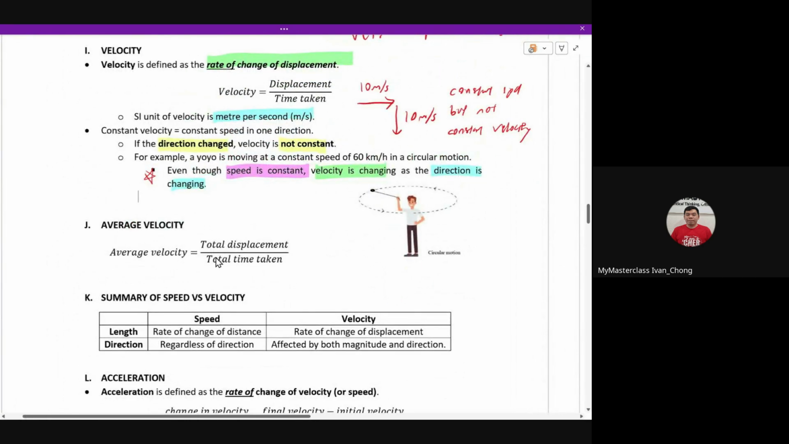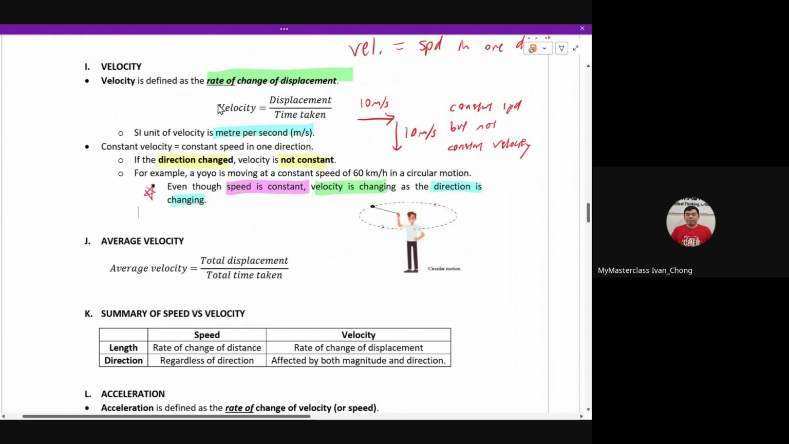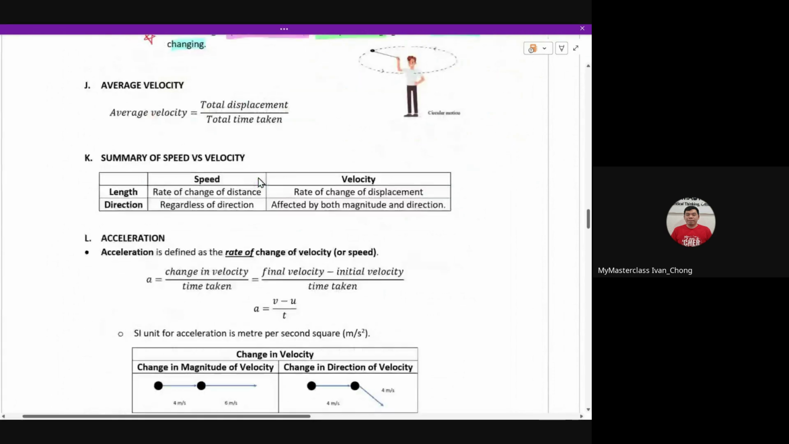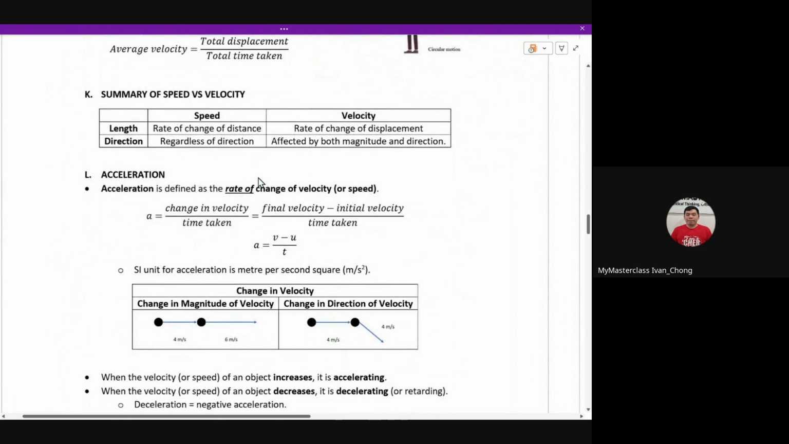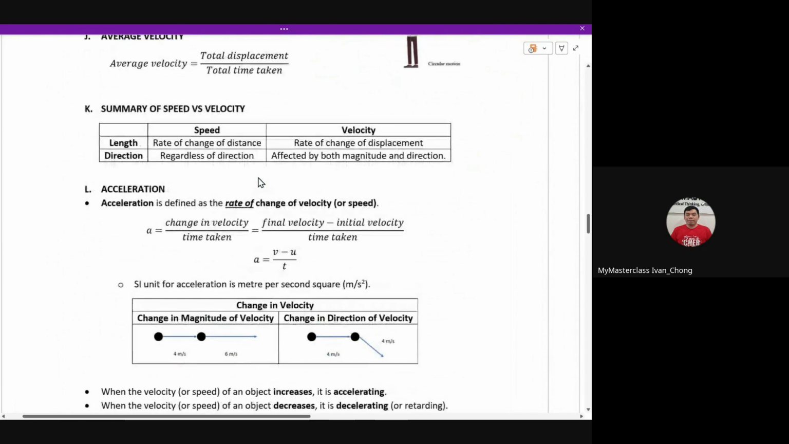Now for average velocity, we don't use it very often. Most of the time, we just use the velocity formula on top. Okay, so this one. All right, so you can see down here your summary between speed and velocity: the only difference is this part. One is distance, one is displacement. The one doesn't care about direction, the other is affected by the number and the direction.